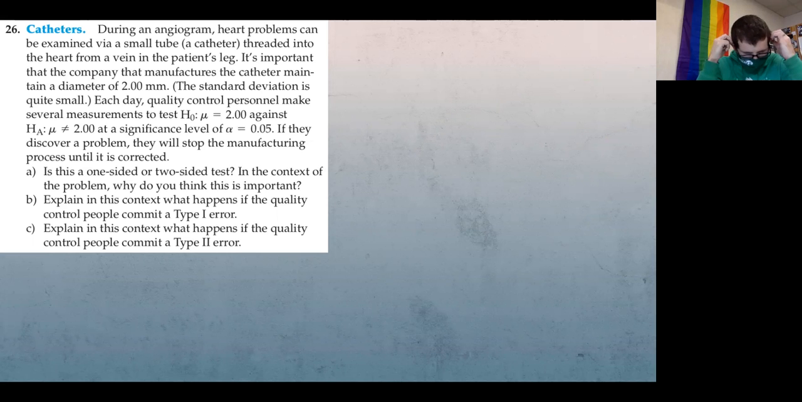Let's see what we can do with this. During an angiogram, heart problems can be examined via a small tube called a catheter threaded into the heart from a vein in the patient's leg. It just creeps me out thinking about it, but anyways, it's important that the company that manufactures the catheter maintain a diameter of 2 millimeters. The standard deviation is quite small. Each day, quality control personnel make several measurements to test the null hypothesis that it is 2 millimeters against the alternate hypothesis that it is not 2 millimeters at a significance level of 0.05. If they discover a problem, they will stop the manufacturing process until it is corrected. Is this a one-sided or two-sided test?